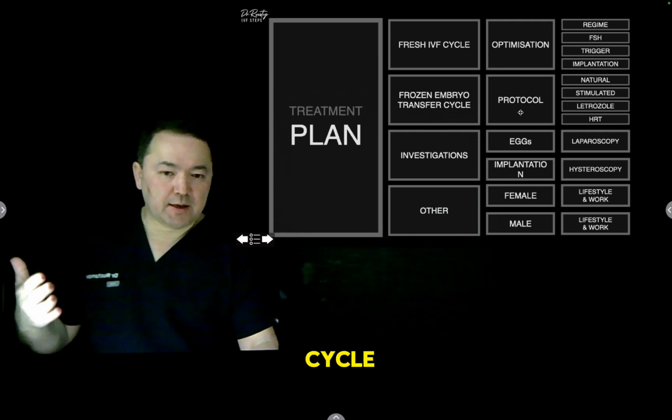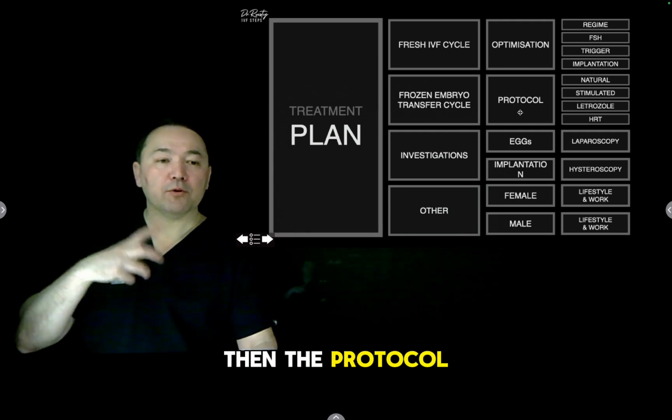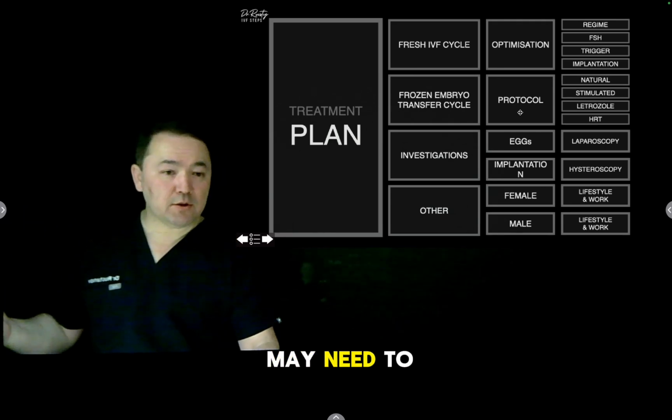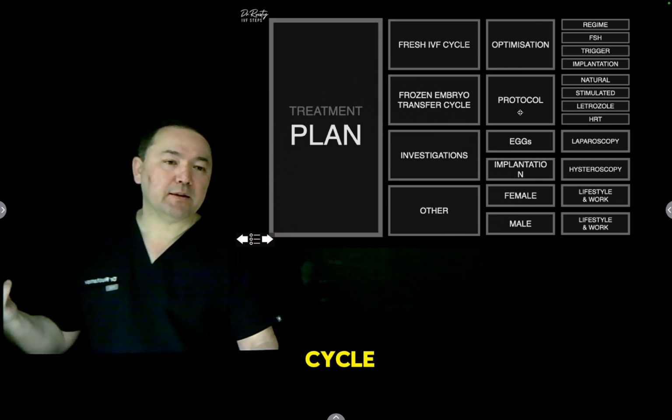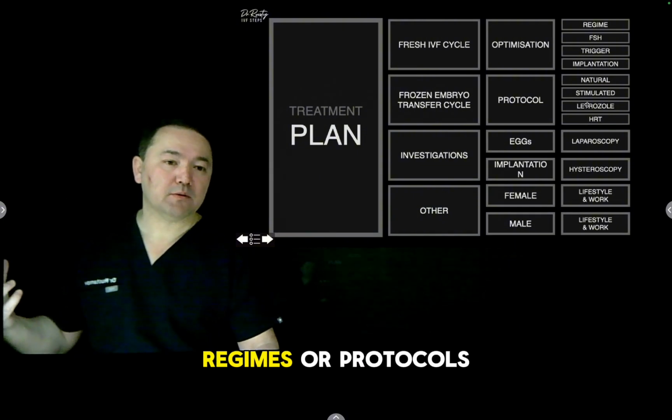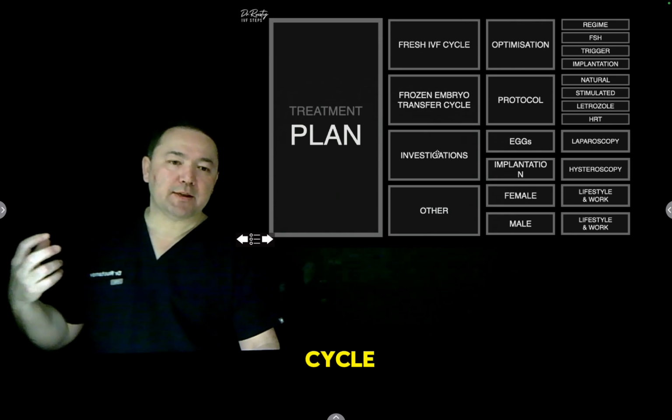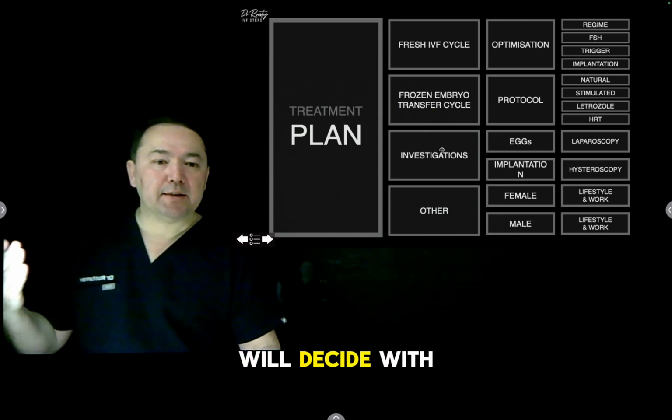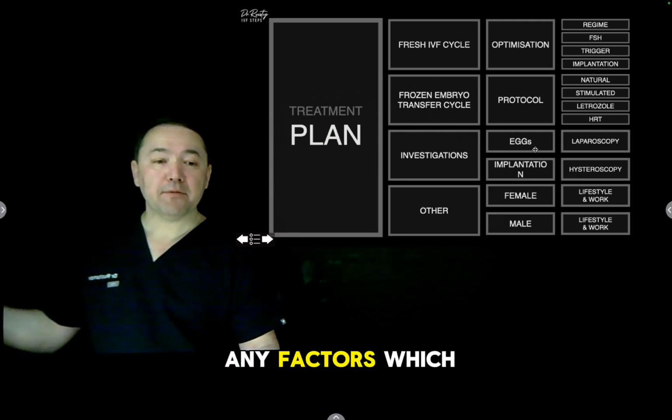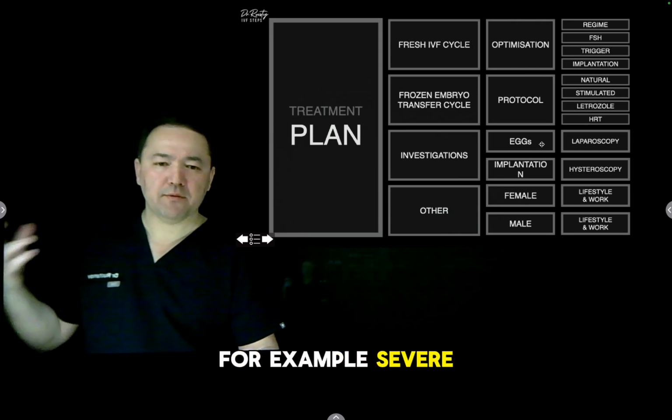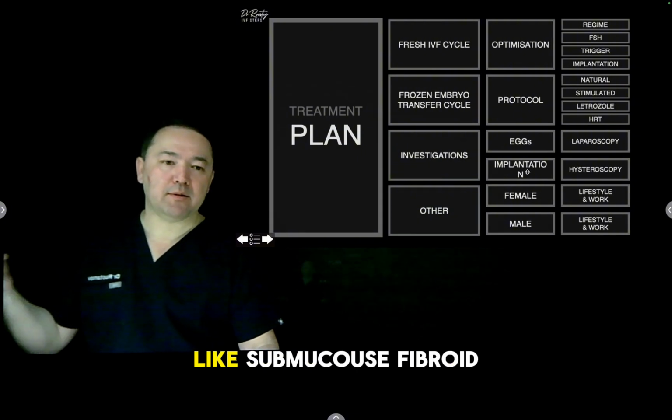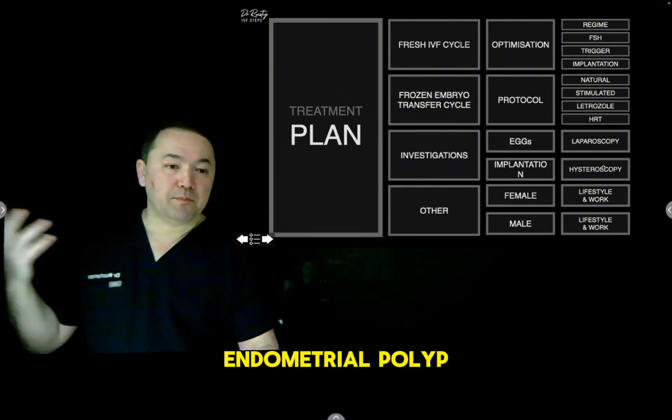If you want to do a frozen cycle, if you have frozen embryos, then the protocol needs to be optimized. If you are, for example, on a natural frozen cycle, then you may need to move to a stimulated or letrozole frozen cycle. Or if you're on an HRT frozen cycle, then you may need to use one of the other regimes or protocols for a frozen cycle. Then your specialist will decide with you together whether you need further investigation to check if there are any factors affecting egg quality, for example, severe endometriosis, by doing laparoscopy. If there are any factors affecting your implantation, like submucous fibroid or endometrial polyp, for that you may need to have a hysteroscopy.